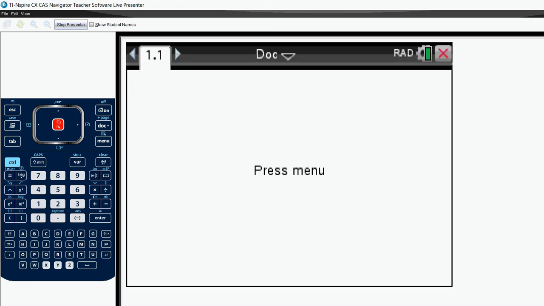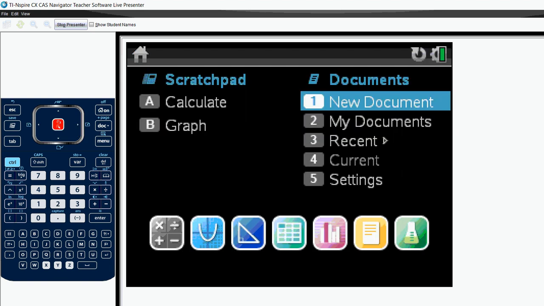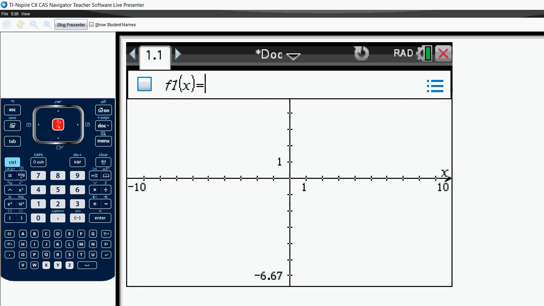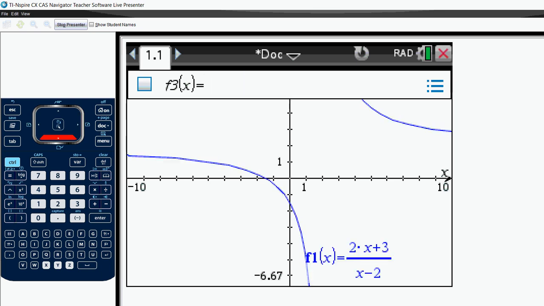Go in, clear out what's there. We need a new doc. It's a calculator doc. Or sorry, graphing doc. On there, plug in what was the original, and then the inverse. So plug in, well, the original and the inverse are the same. Was it 2x plus 3 over x minus 2? Okay, so if you control the div, start plugging that in. And then don't hit enter on here, just arrow down. And now plug in y equals x.